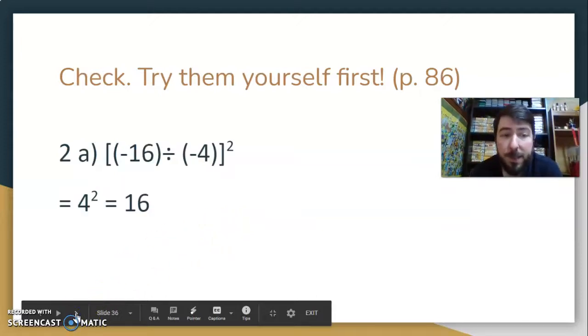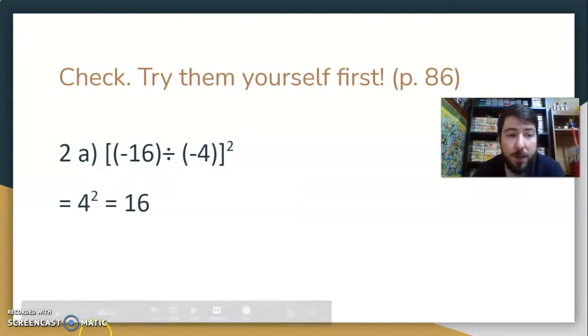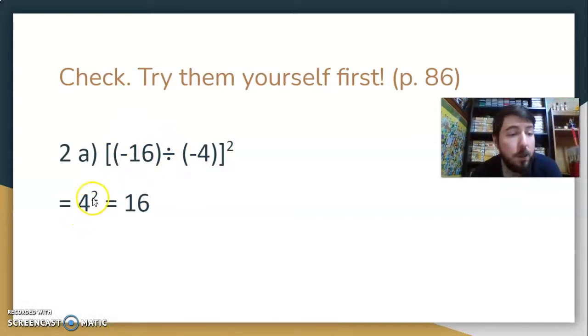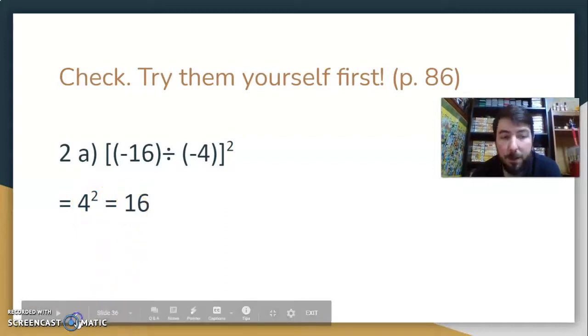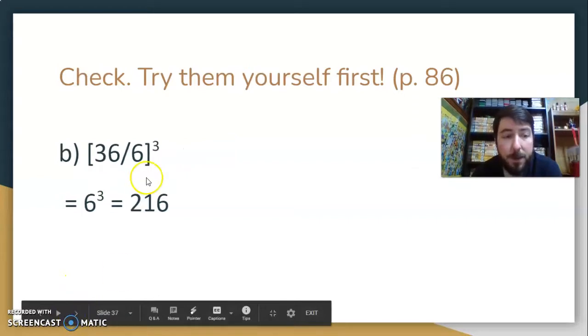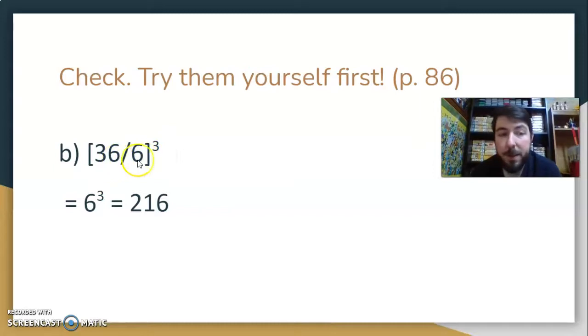So negative 16 divided by negative 4 to the power of 2 is, well, negative 16 divided by negative 4 equals positive 4. And positive 4 to the power of 2 equals 16. And then for the other example, 36 divided by 6 to the power of 3. Well, 36 divided by 6 equals 6. And 6 to the power of 3 equals 216.